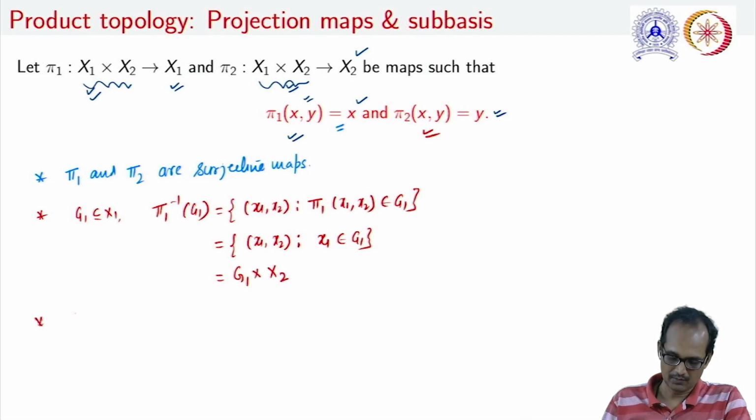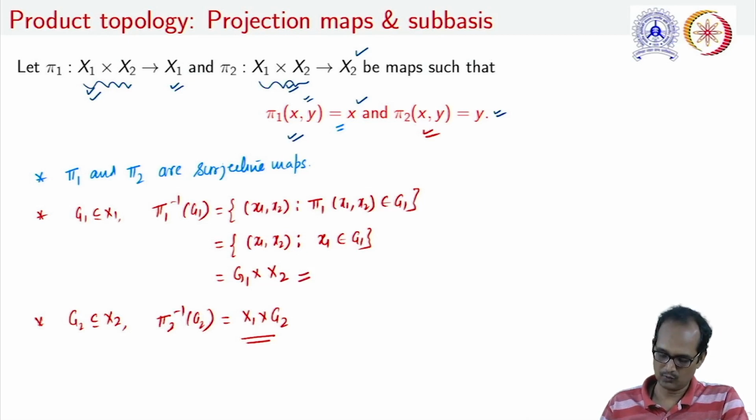Similarly, if we are taking a subset G2 of X2 and we are computing pi2 inverse G2, that can be written as X1 cross G2. With these concepts, let us move ahead, but let us see one more interesting thing.